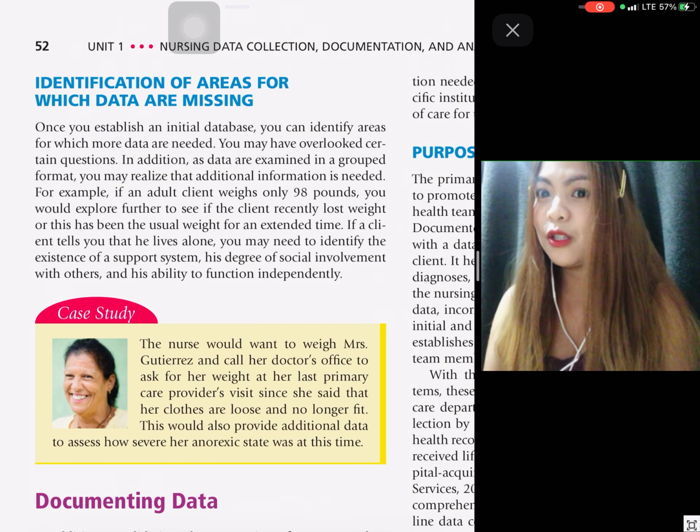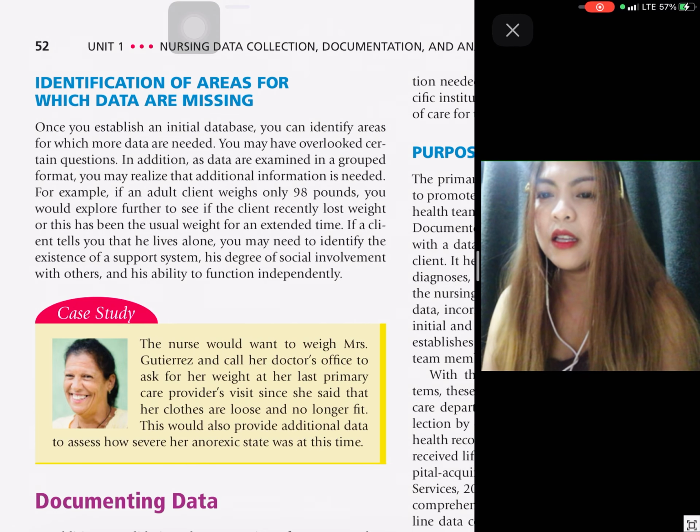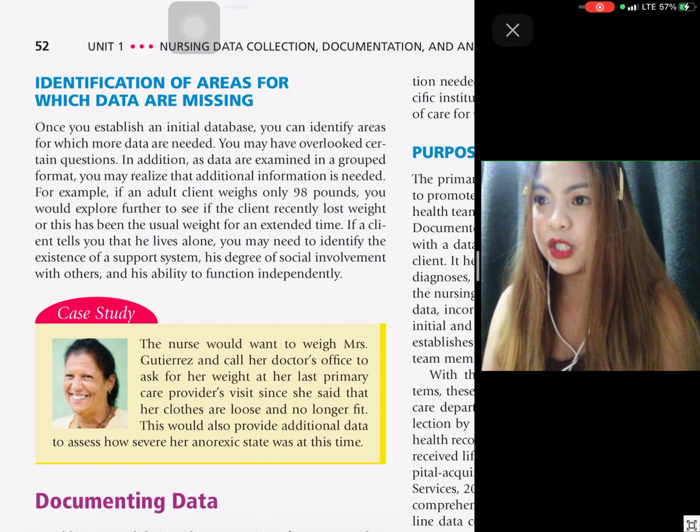So, dito sa case study natin, kay Mrs. Gutierrez, the nurse would want to weigh Mrs. Gutierrez and call her doctor's office to ask for her weight at her last primary care provider's visit.